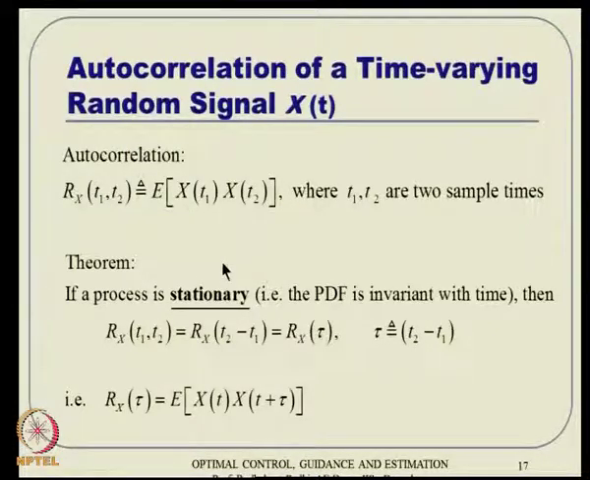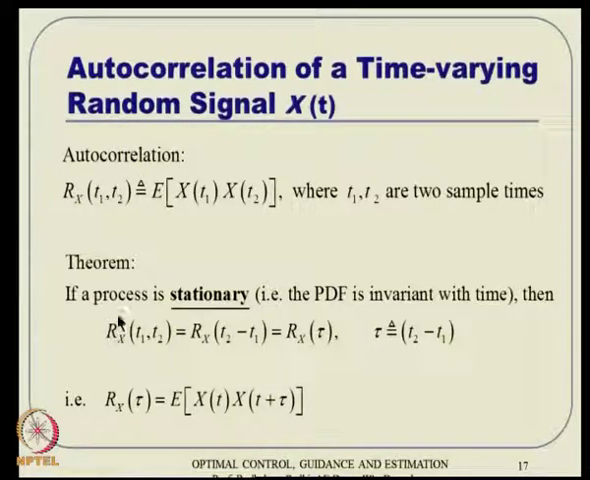And the theorem tells us that if the process is stationary, that means by definition the PDF is invariant with time, the PDF does not change, then this autocorrelation Rx of t1, t2 is just a function of t1 minus t2. So Rx of t1, t2 is nothing but Rx of t2 minus t1, the interval between them, this tau.